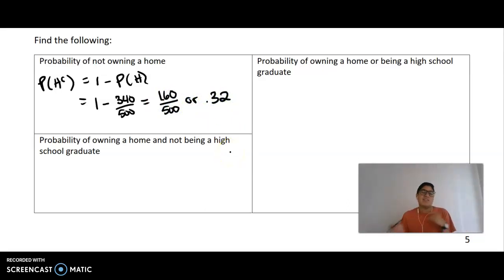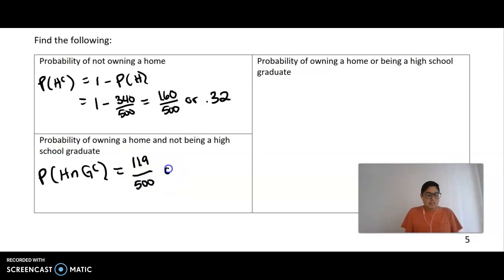On the AP exam though, we'll stick to fractions and decimals. At a minimum, you do need the fraction. The decimal is just fluff at this point. Now let's find the probability of owning a home and not being a high school graduate. So you want to own a home and we want you to not be a high school graduate. We identified this as 119 out of the 500 total people, or about 0.238.